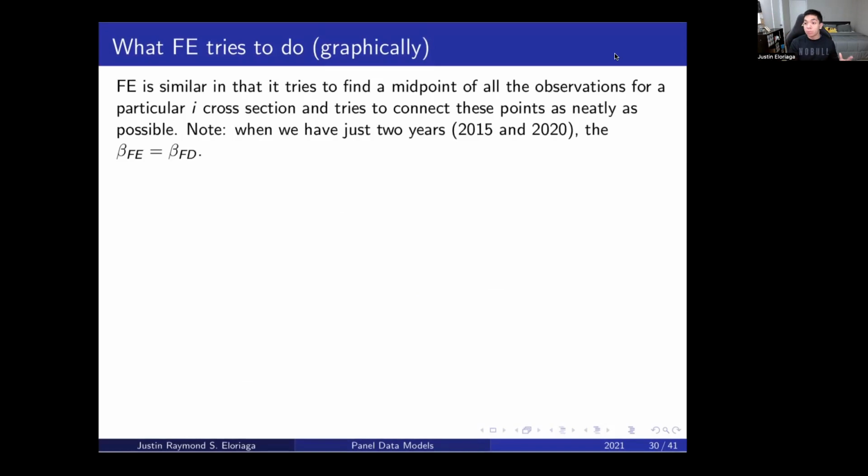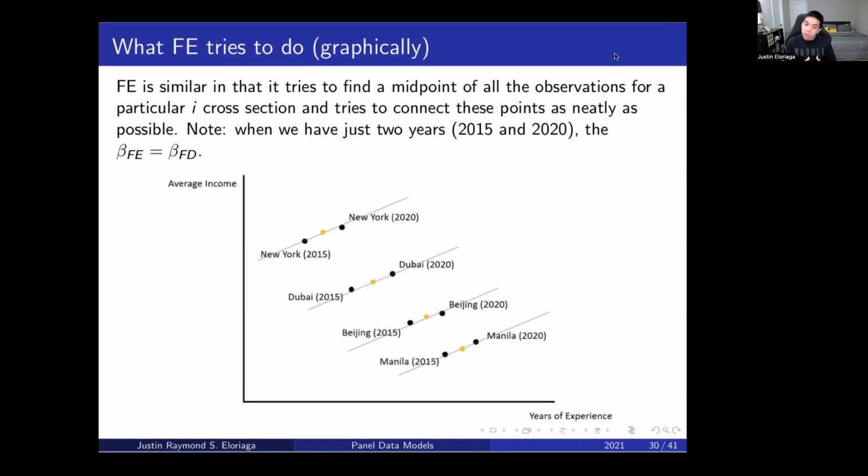The fixed effects model will do something similar in that it tries to find the midpoint of all the observations for a particular cross-section i because of this time average property. And it tries to connect these points as neatly as possible. The fun thing is that if we only have two years, as in our example, the fixed effects and the first differences will be exactly the same. So it will be that midpoint, and it will correspond to that same line. So that's what the first differences is doing and what the fixed effects is doing.